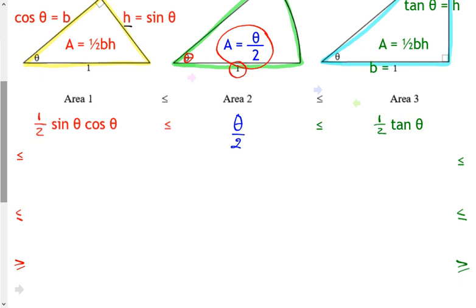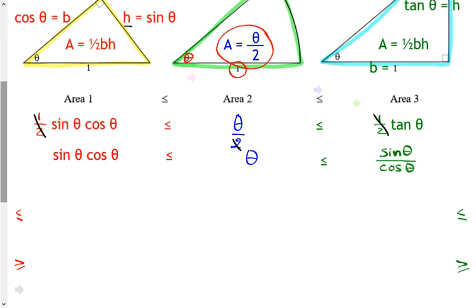Well, all of these have a half in them, so why don't I just multiply everything by 2, and this will cancel, that 2 will cancel, and this half will cancel if I multiply each of those by 2. Now, when I multiply an inequality by a positive number, the direction of the inequalities doesn't change. So this relationship is still the same, where I'll have sine theta cos theta, which is less than or equal to theta, which will be less than or equal to sine theta over cos theta, which is the quotient identity for tangent.